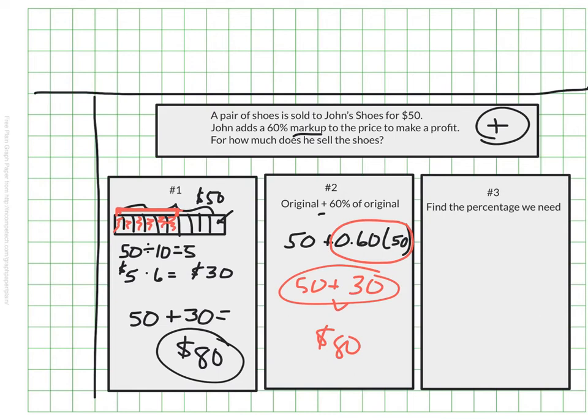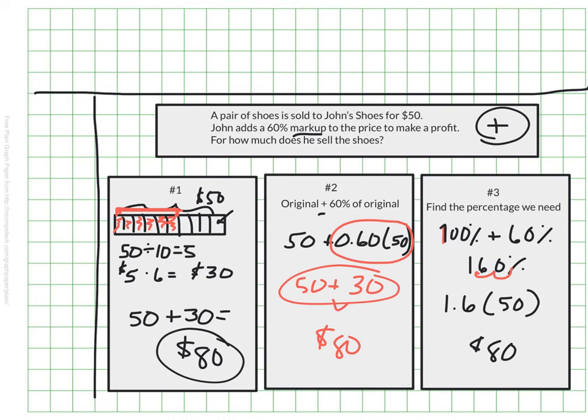And our third option is to find the percentage that we need. So we know that the shoe starts out at 100% of the price, but then he marks up, or adds on, an additional 60%. So that means this is 160% of the price is what he will be charging. But of course, I'm going to turn that into a decimal. So I'm going to go once, twice, right? So it ends up as 1.6, of the original 50 bucks. And again, if I calculate that, I am going to end up with the exact same $80. Same answer, 3 ways.